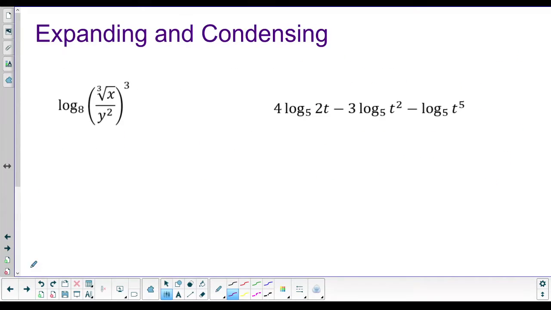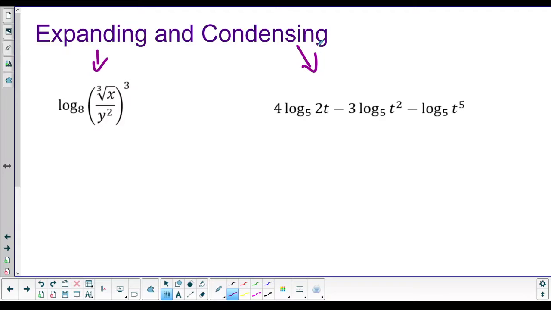So let's look at a couple of examples. We're going to do one expanding and one condensing problem just so you get the flavor of both. And I picked 2 of the harder examples that I just have laying around so that you get kind of the full flavor of it.